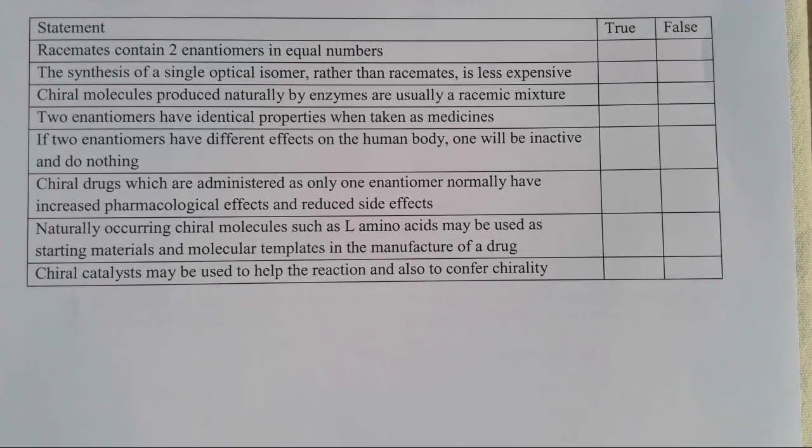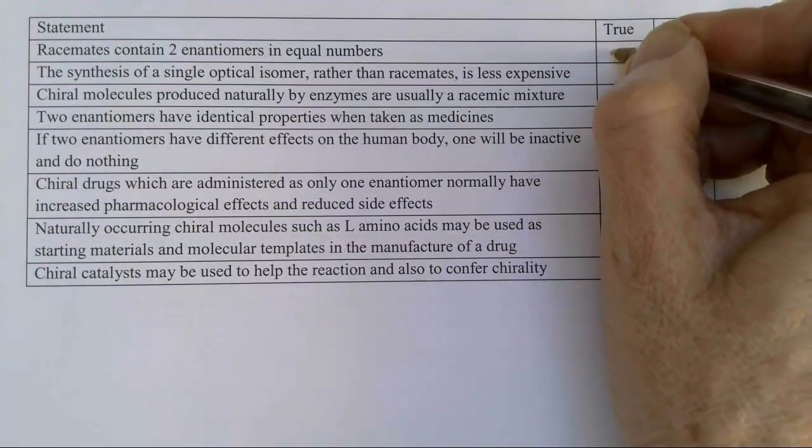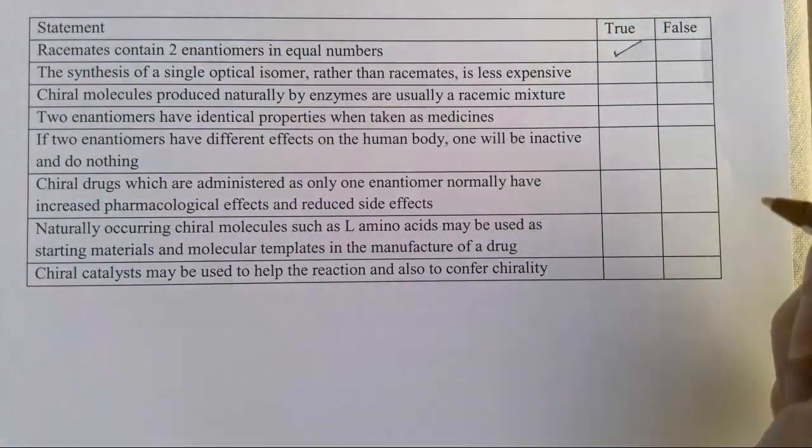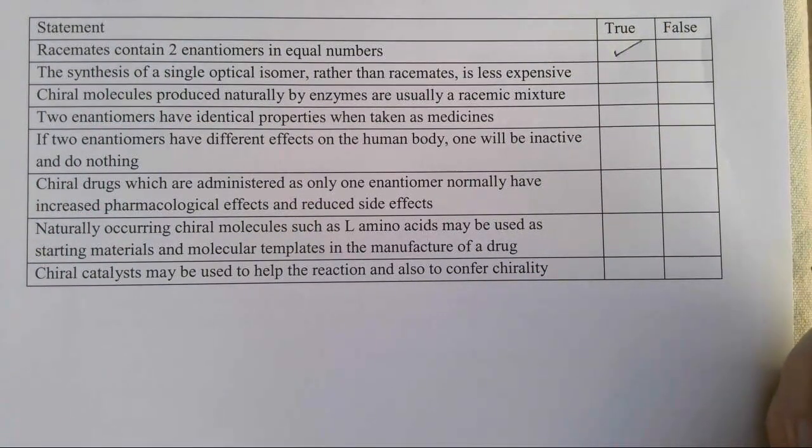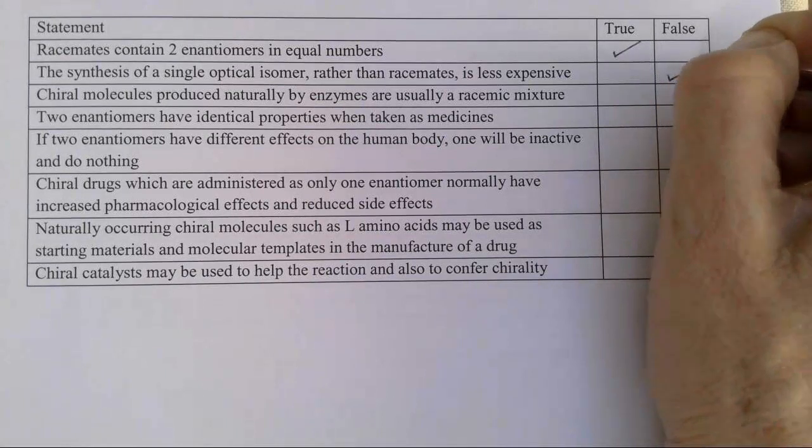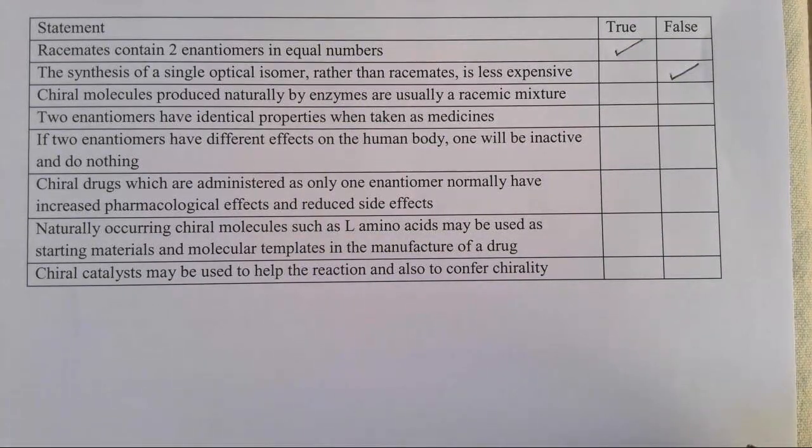So, firstly, racemates contain 2 enantiomers in equal numbers. Well, yes, that's true. That's the definition of a racemic mixture, equal amounts of both enantiomers. The synthesis of a single optical isomer rather than racemates is less expensive. That's false. It's actually more expensive because it's quite difficult to make only one isomer.